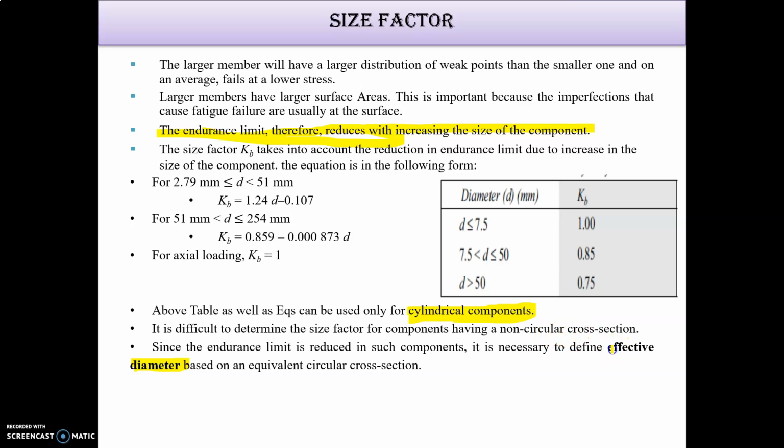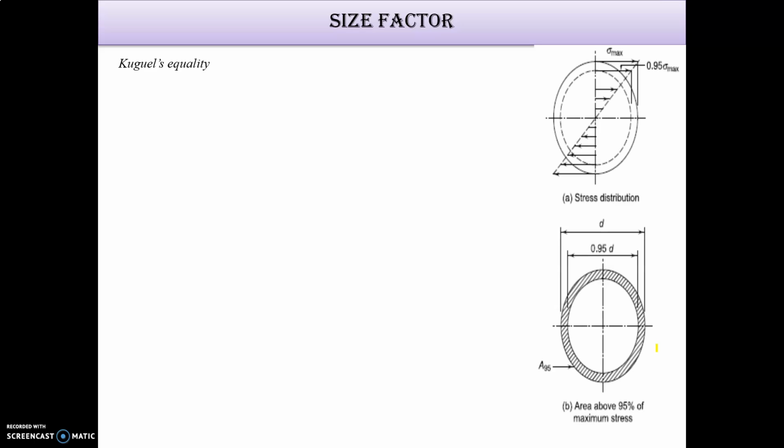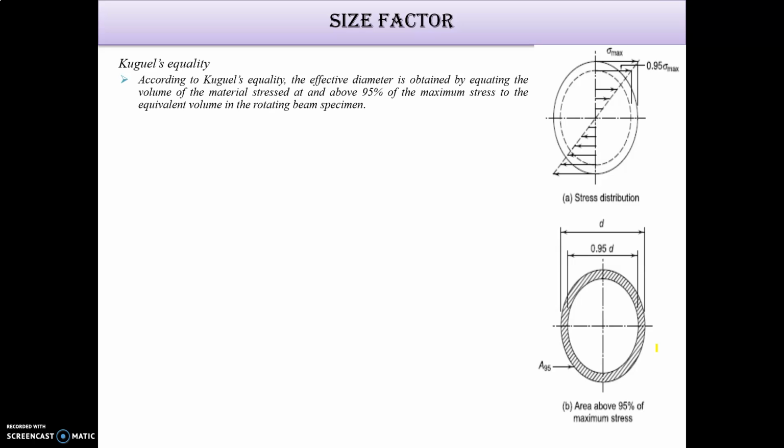Now how can this effective diameter concept be applied to a non-circular cross section? Let's see. So, Kuguel's equality. This is the diagram which can help us understand the Kuguel equality. According to this equality, the effective diameter is obtained by equating the volume of material stressed at and above 95% of the maximum stress to the equivalent volume in the rotating beam specimen. So the 95% maximum stress is considered here, and above that, this diagram is prepared.